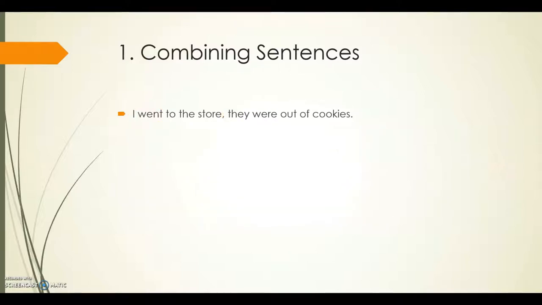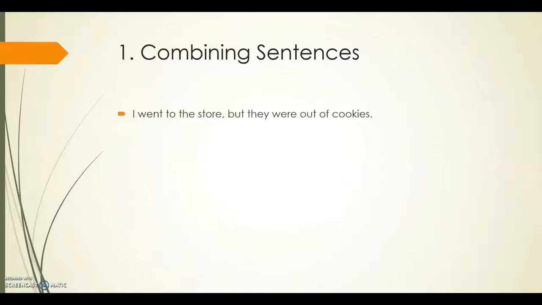Now, we cannot put two sentences together with just a comma. "I went to the store, they were out of cookies." That is often what you will see on a grammar test. Anytime you see a comma in the middle of a sentence and it's asking you about changing it, see if you have an independent clause, a sentence on both sides. You can't connect two independent clauses with just a comma.